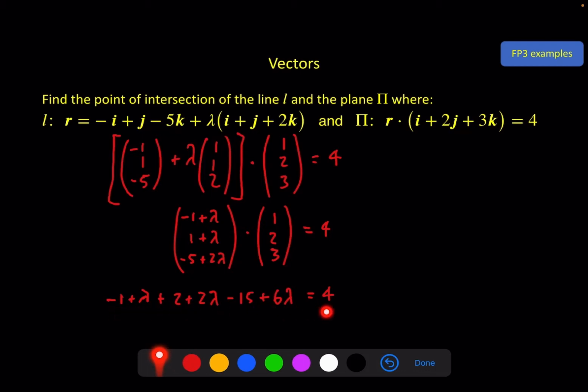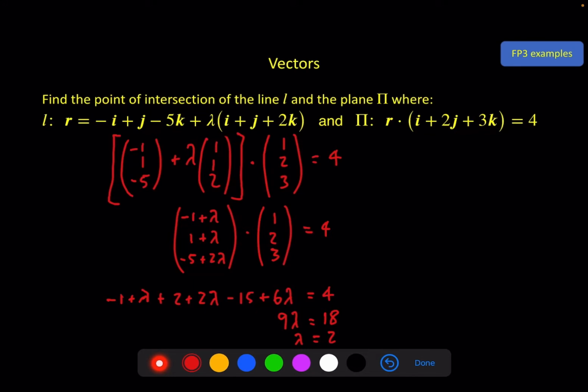So here, if you get to this point, and this is not an equation that's possible to solve, then there's no intersection. However, we've got an equation that we can solve, so we go ahead and solve it. We've got 6, 7, 8, 9 lambdas. If I take all of this onto the other side, that gives me 18, which gives a nice number of 2 for lambda.